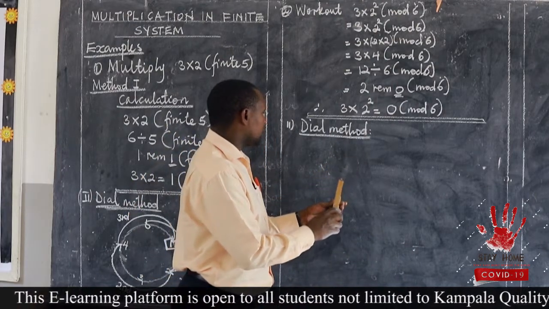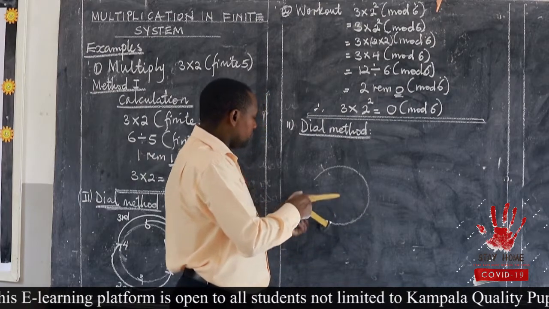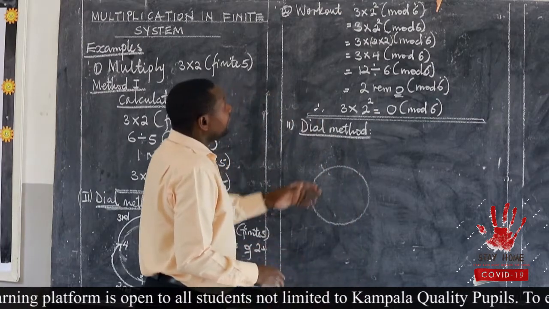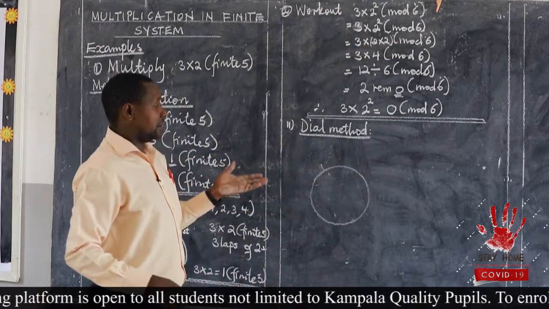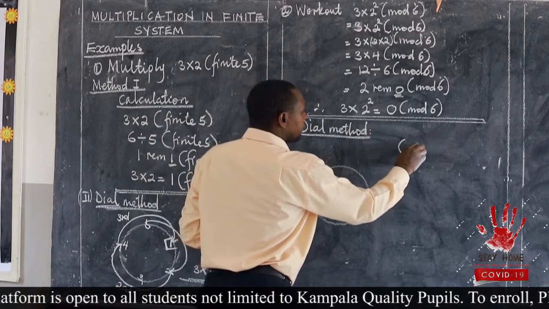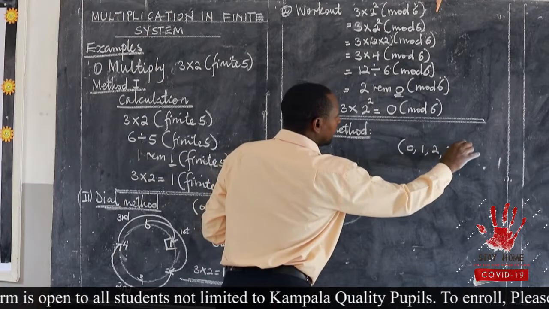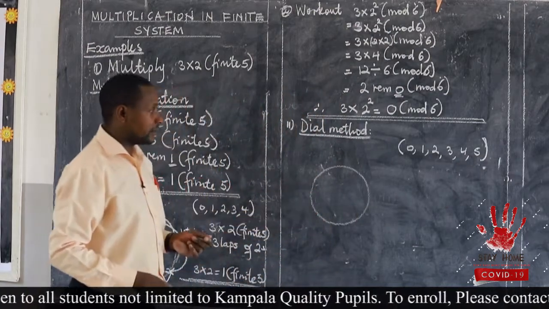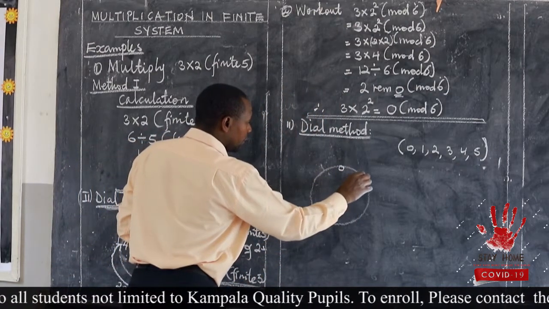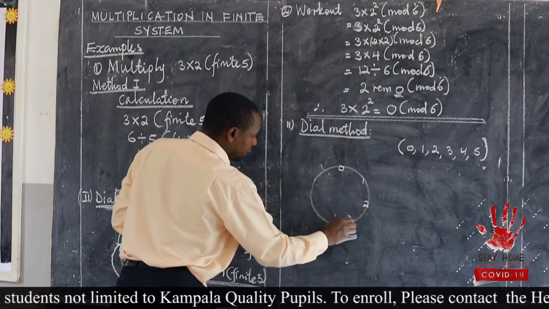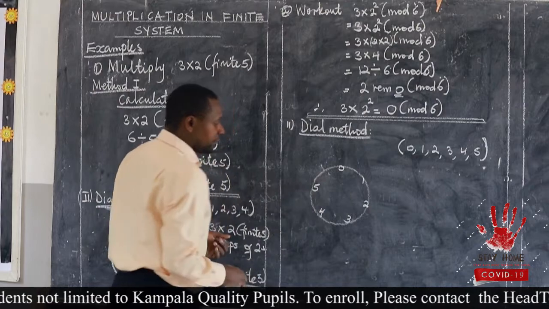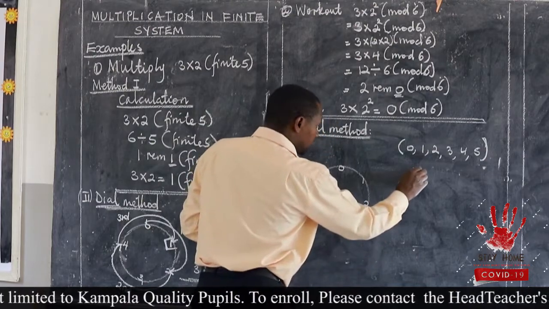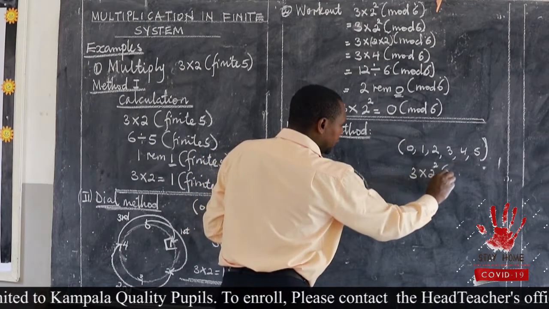So if it is to use our dial method, this is my dial, but I want to remind you, if it is mod 6, which digits do we use? To remind you, we shall have 0, 1, 2, 3, 4, and 5. Please don't have 6 in this case. So we shall have our 0, 1, 2, 3, 4. Somebody saying 5 could be here. Okay? So, how do we go about 3 times 2 squared, and this is mod 6?